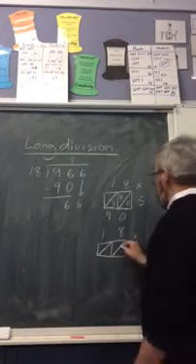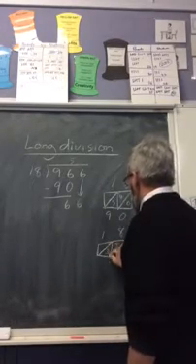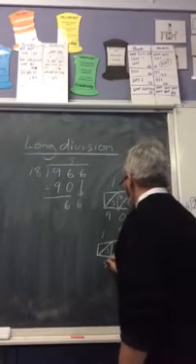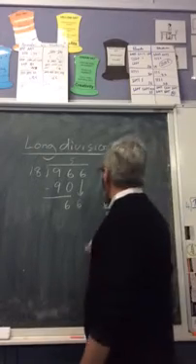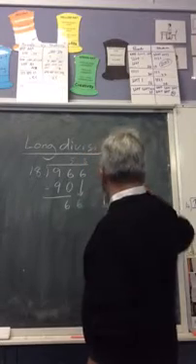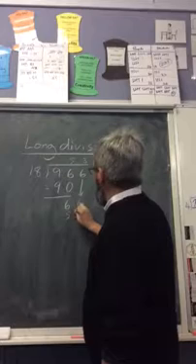So 3 eights are 24, and 3 ones are 3. Add down the diagonals, and we get 54. Looks like we're going to be pretty close to our answer. And so we would then, 3 18s are 54.